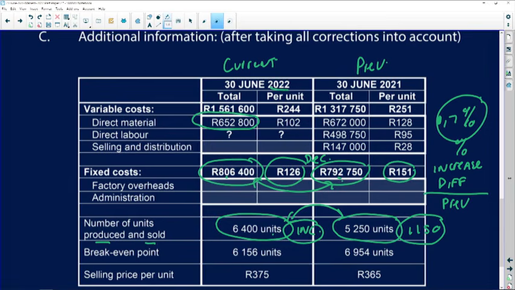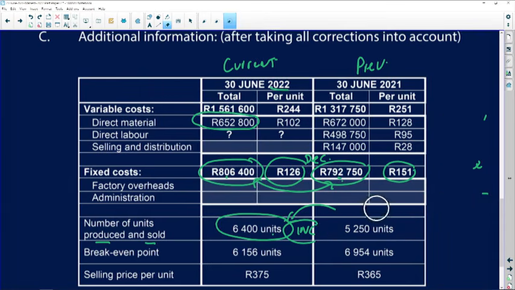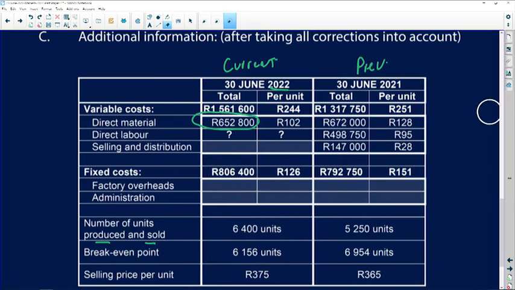Right, guys, so what I want to do is I just want to clean this up quickly. Right, let's just do that so that we're not getting confused. And there we go. Right, that looks way better. And let's now look at the production staff. Right, so let's start with direct material. Now, if we look at direct material, we can see the direct material cost per unit was 128 Rand in the previous year. And for the current year, the direct material is 102 Rand.